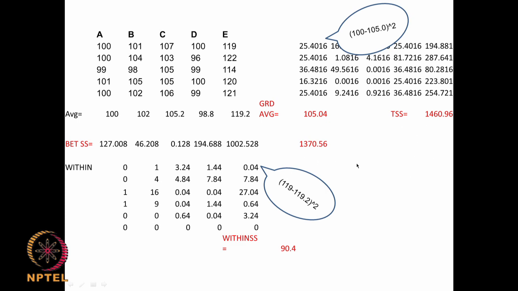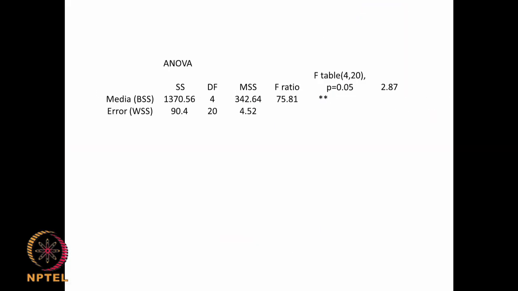Okay, then you create your ANOVA table. Okay, how do you make the ANOVA table? So, the sum of squares 1370, from here between, that is media, and then within is 90.4, and then total sum of squares 1460.60. Now, media, there are 5 media. So, we have 4 degrees of freedom, and then total you have 25 data points. So, 24 minus 4 is 20. So, error has 20. So, how do you calculate mean? This divided by this divided by this.